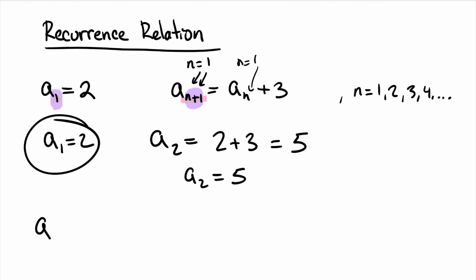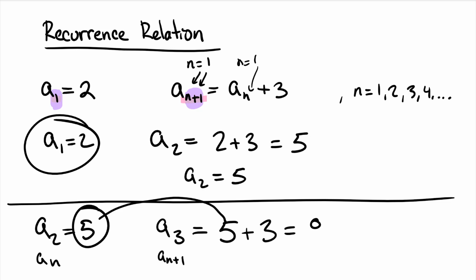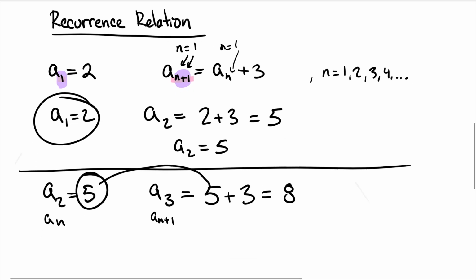Now we jump it down. We're like, well, if a sub 2 is equal to 5, what's a sub 3? Well, that's your a sub n plus 1. This is your a sub n. It's saying, take your previous term, pop it in, and then add 3. And then we get 8.